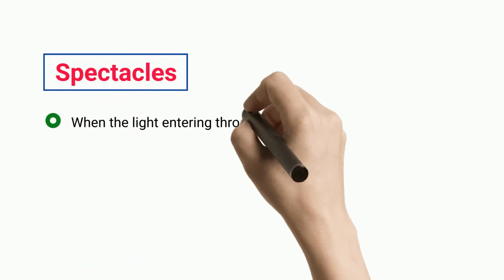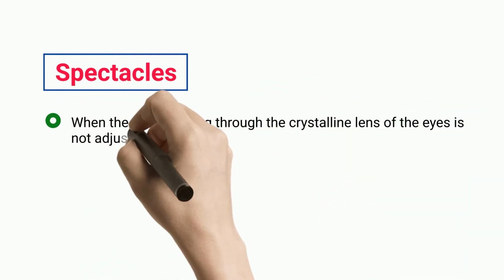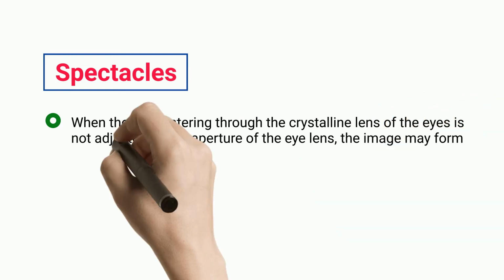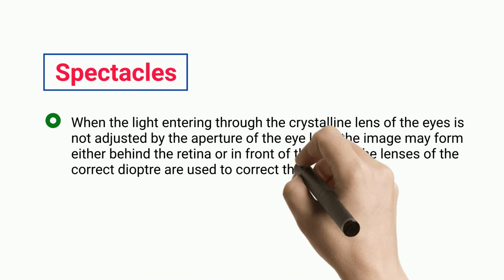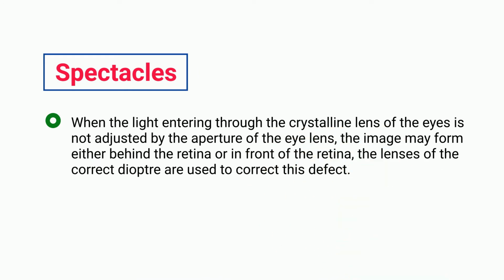Spectacles. When the light entering through the crystalline lens of the eyes is not adjusted by the aperture of the eye lens, the image may form either behind the retina or in front of the retina. The lenses of the correct diopter are used to correct this defect.